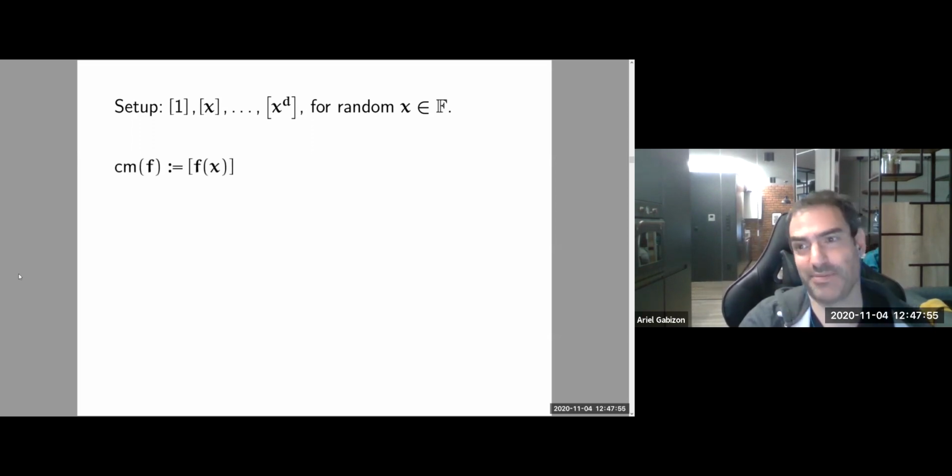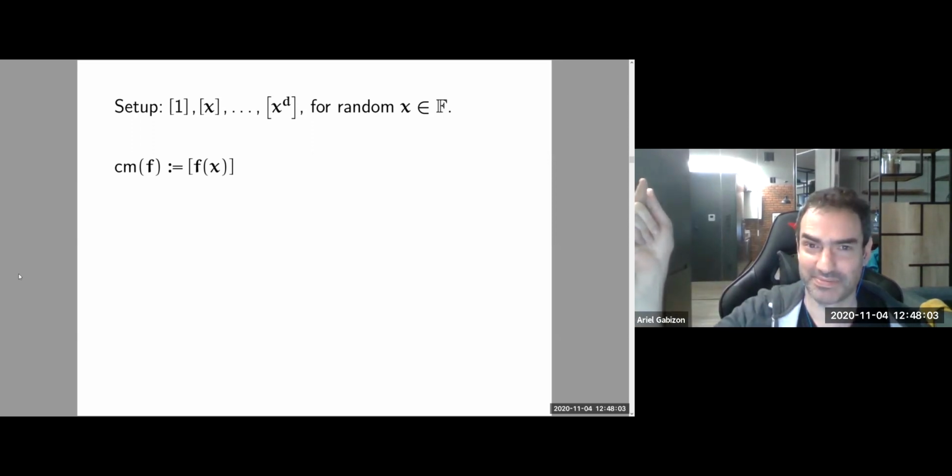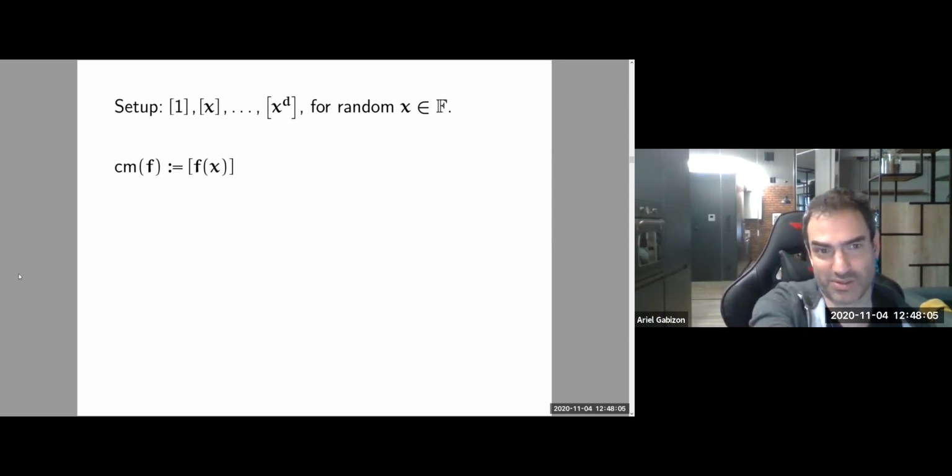And now the commitment of x to f will just be g to the f of x, right? And if we know f, we can compute this commitment from the setup just by linear combination.